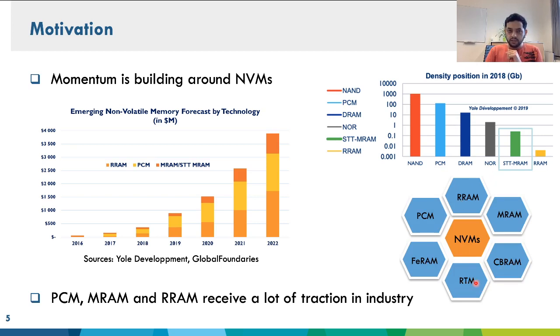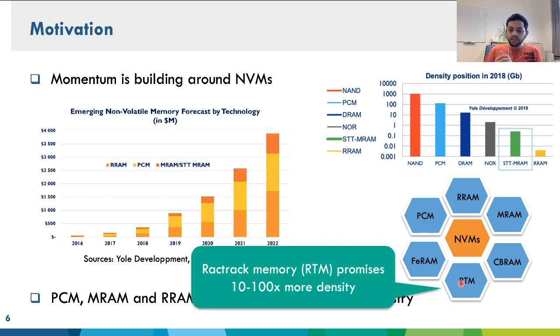Today I'll specifically focus on racetrack memories, because they promise capacity, which is the need of the hour. Racetrack memories can be 10 to 100 times more dense compared to the most dense memory technology available today.